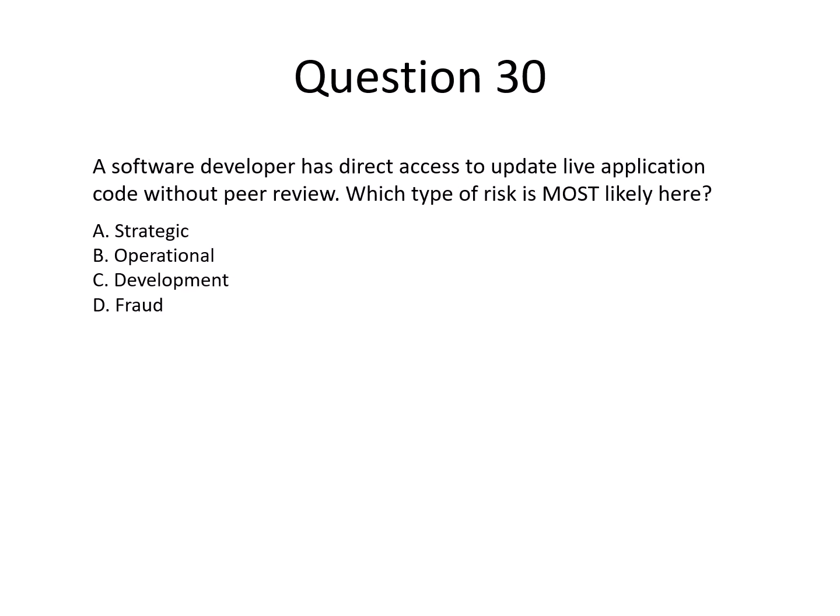Question 30. A software developer has direct access to update live application code without peer review. Which type of risk is most likely here? A. Strategic. B. Operational. C. Development. D. Fraud. The correct answer is D.